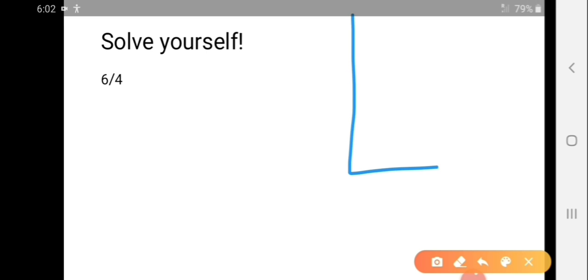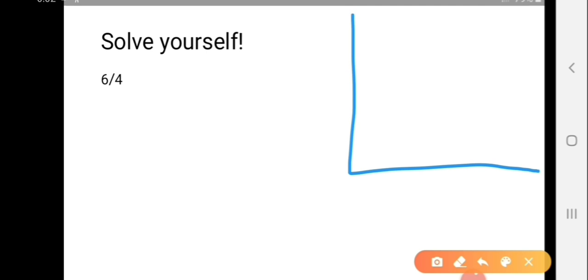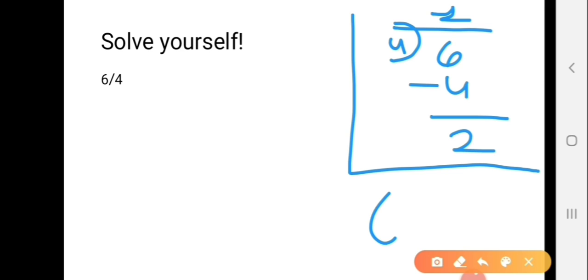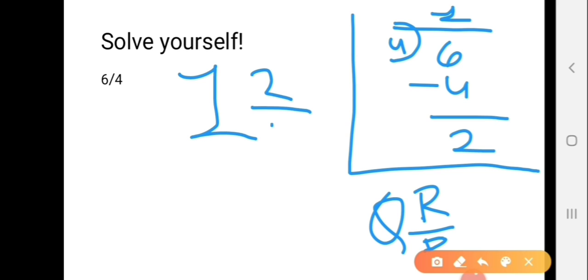First, I made a space, and I followed this formula. My answer was 1 2 by 4.